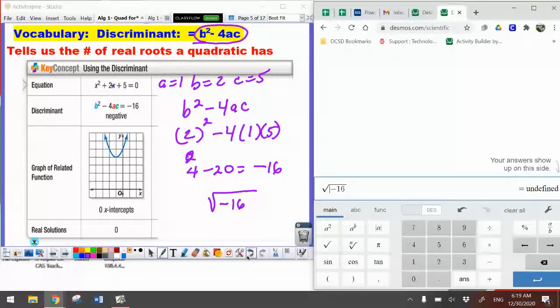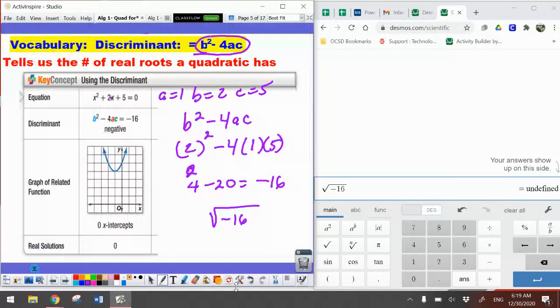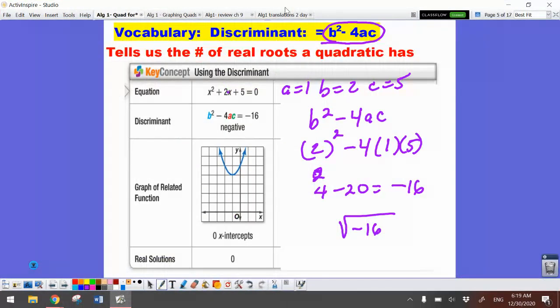Well, how does that work? Here's what's going on. If the value under the radical, the discriminant, is negative, that tells me that there are 0 x-intercepts. It is not touching the x-axis. So here's my x-axis, and you can see how my parabola is above it. It's not touching. So there's not going to be an x-intercept if that value is negative.